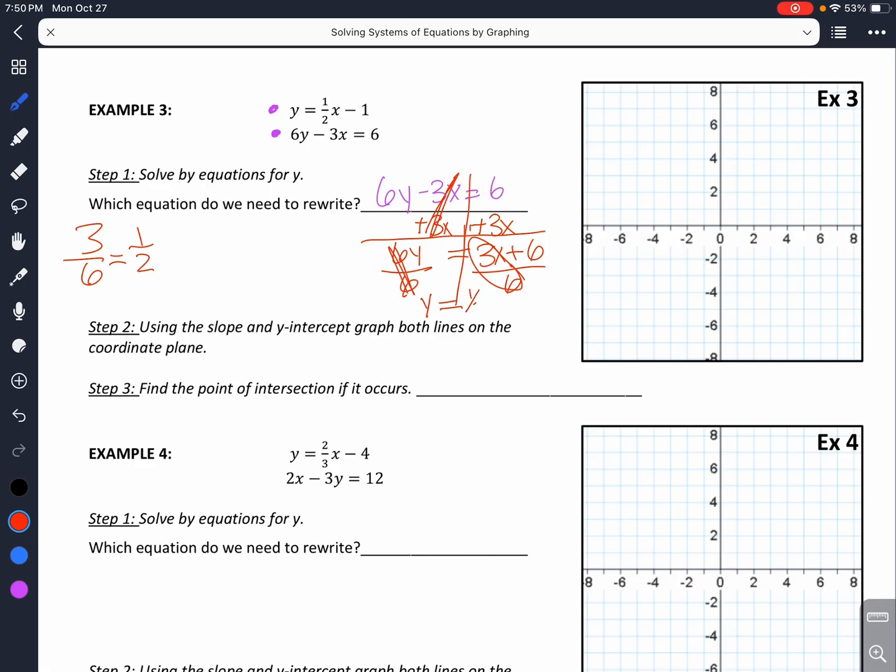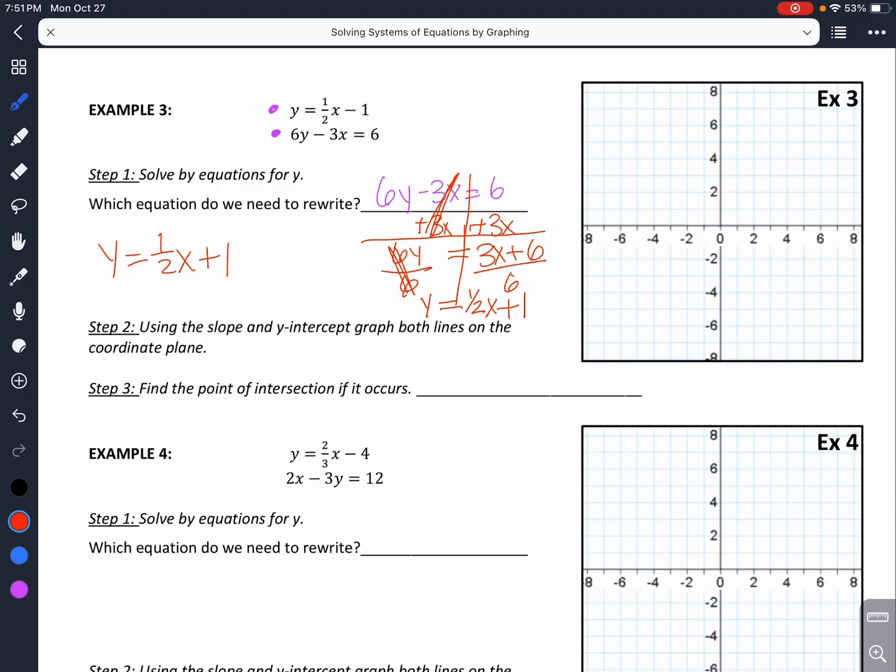So I have 1/2 x, and then I'm also going to look here. Well, what is 6 divided by 6? Well, 6 divided by 6 is just 1. So our equation, once we've put it in y equals mx plus b form, is y equals 1/2 x plus 1.